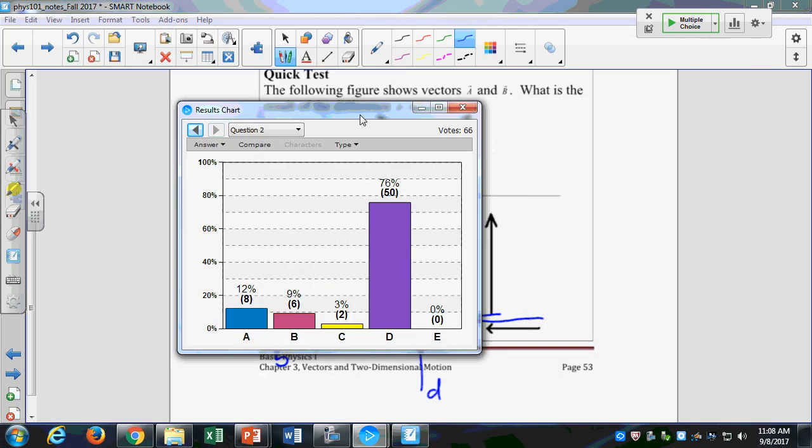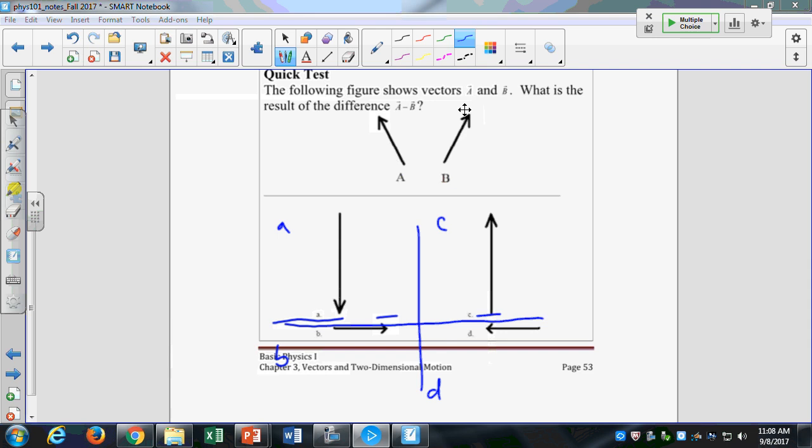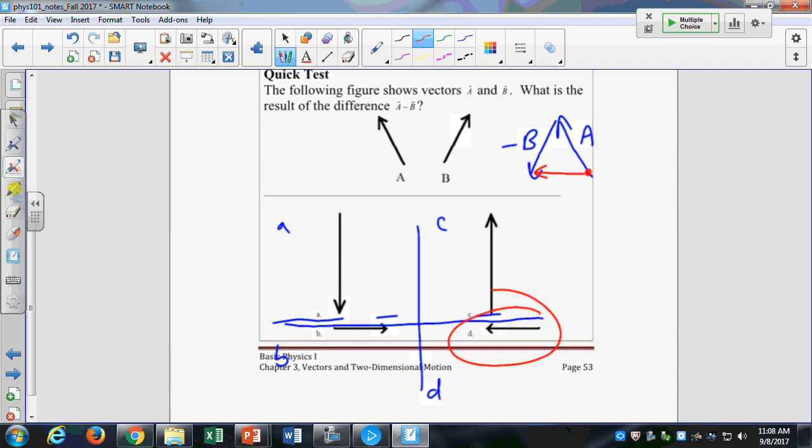Okay, good. So D is right. The reason it's D, A minus B, I draw my first vector, A. Then I draw my second vector, negative B. It's just like B, except I just switched the direction. And then the resultant, I start at the beginning of A, and I go in that direction, and then I just pick out the one that looks like that.